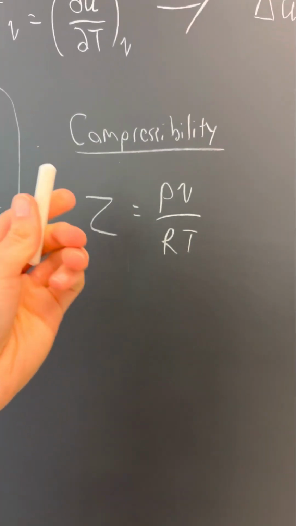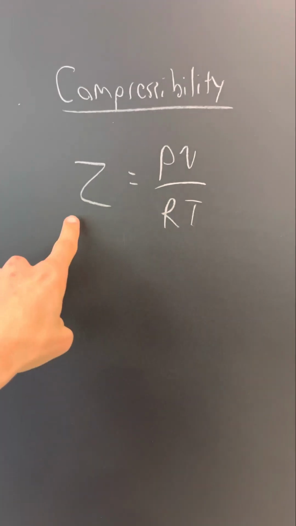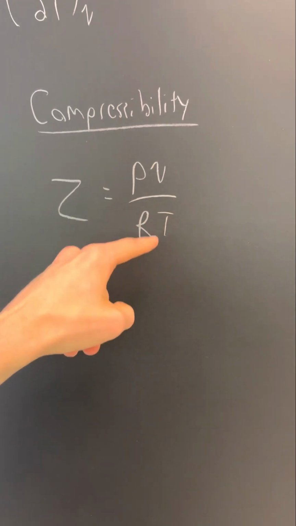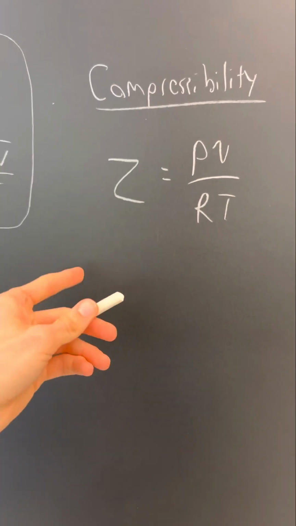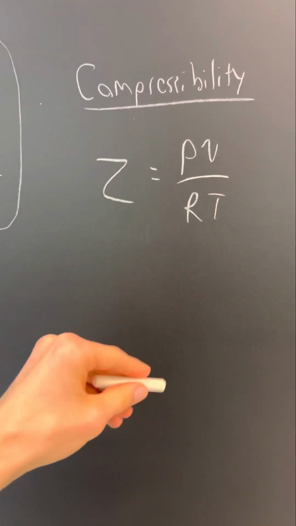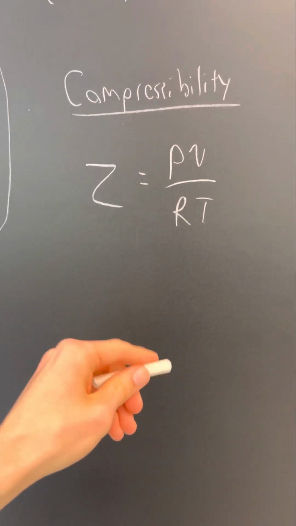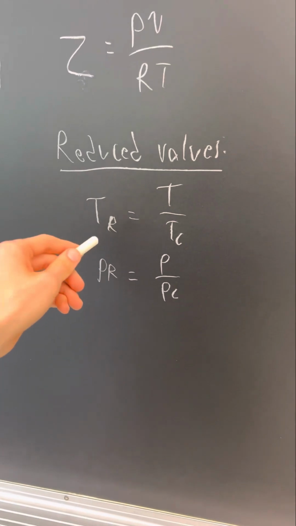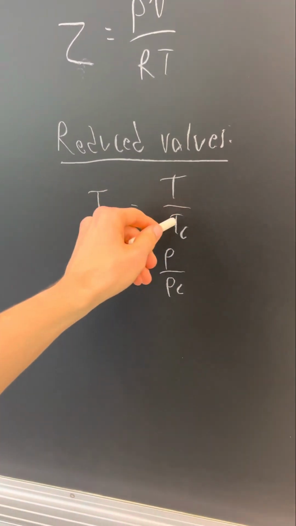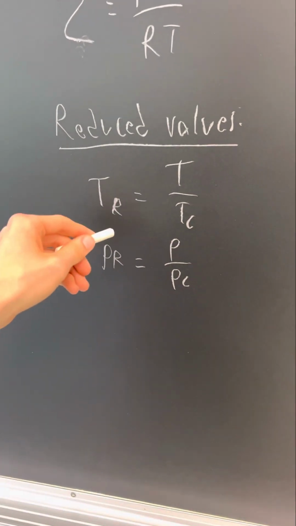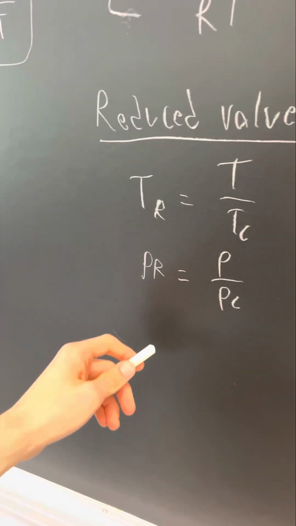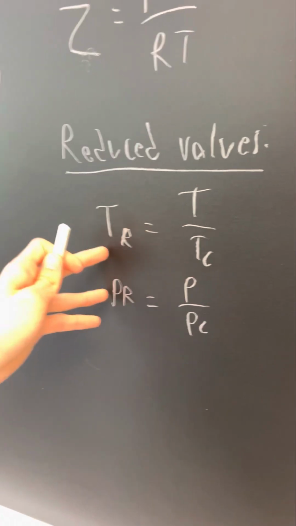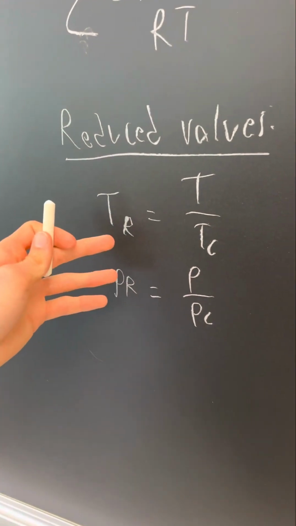We also have this thing called compressibility, which is PV over RT, and compressibility is Z. So for ideal gases, Z would be 1 because these things should just be equal to each other. You kind of just have to judge how ideal is this gas and can we model it as an ideal gas based off of how close this number is to 1. We also have these things called reduced values, which are just dividing by the critical temperature and the critical pressure to get reduced temperature and pressure. The reason we do this is that whether it's hydrogen or water, these kind of equal the same numbers, so you can compare them relative to each other.